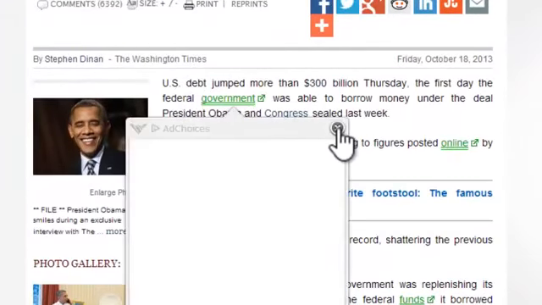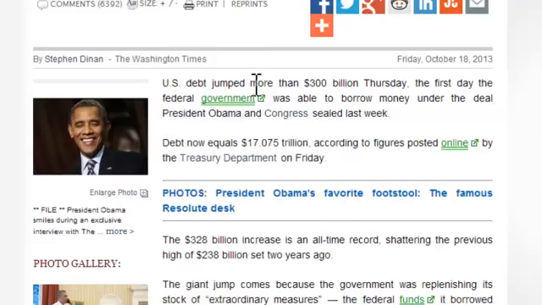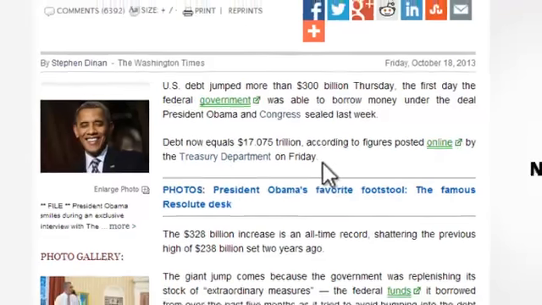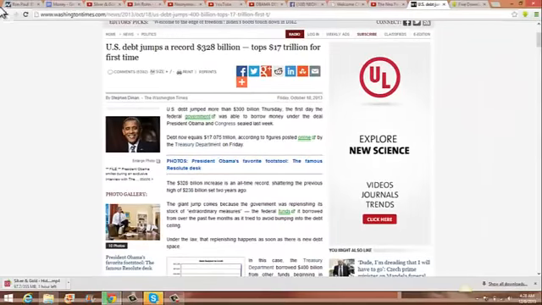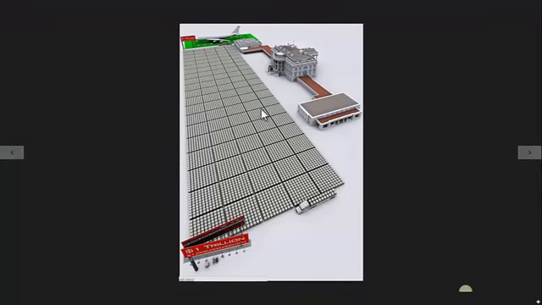It says the U.S. debt jumped more than 300 billion Thursday, the first day the federal government was able to borrow money under the deal President Obama and Congress sealed last week. Debt now equals 17 trillion, according to figures posted online by the National Treasury Department on Friday. Guys, 17 of these. 17 of them.